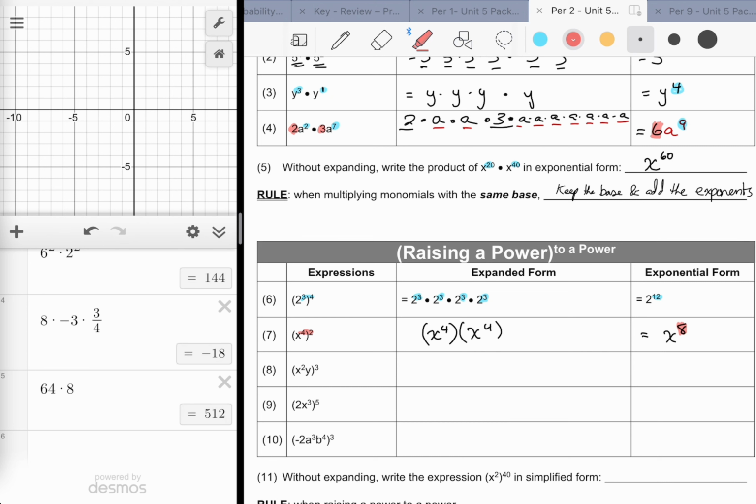So in number 8, x squared y raised to the 3rd, we could write that as x squared y, x squared y, x squared y. Each one of those y's has an understood exponent of 1. Whenever you write two letters adjacent to one another, there's an implied multiplication there. So if I write AB, I'm really trying to say A times B. I'm just not writing the multiplication symbol. So each one of these has an assumed multiplication in there.